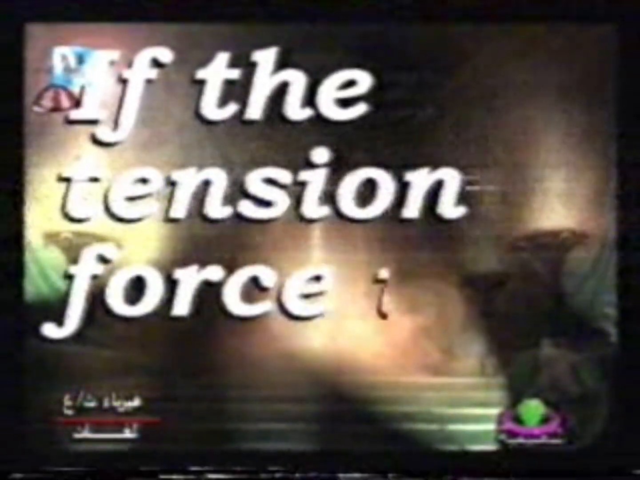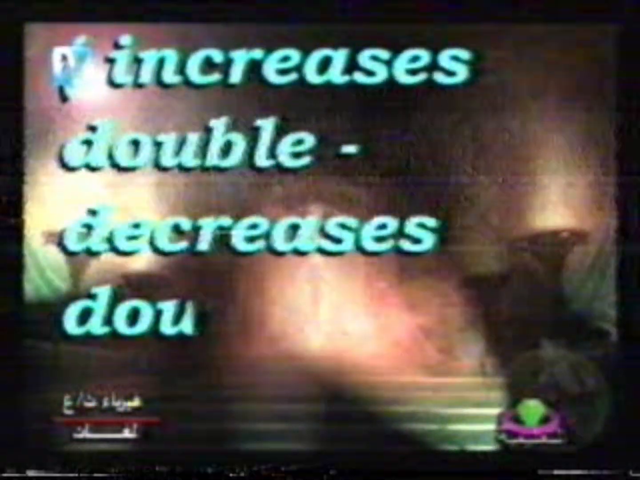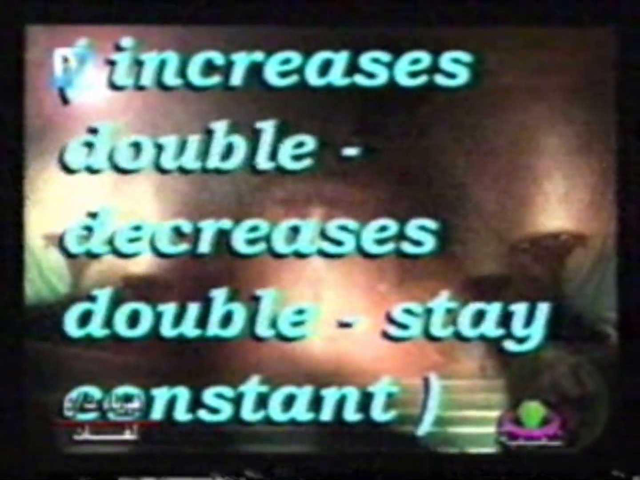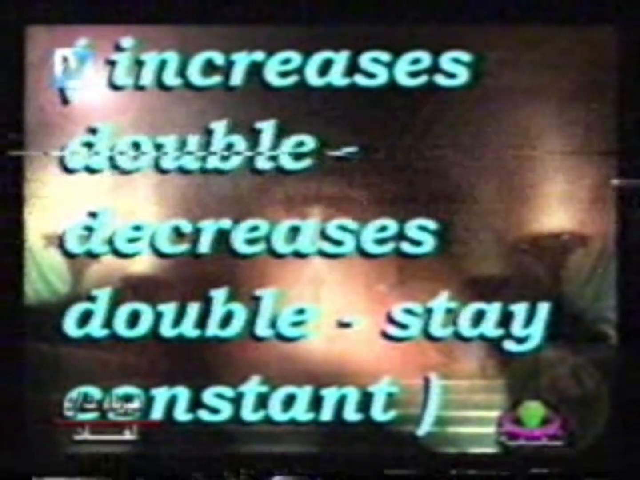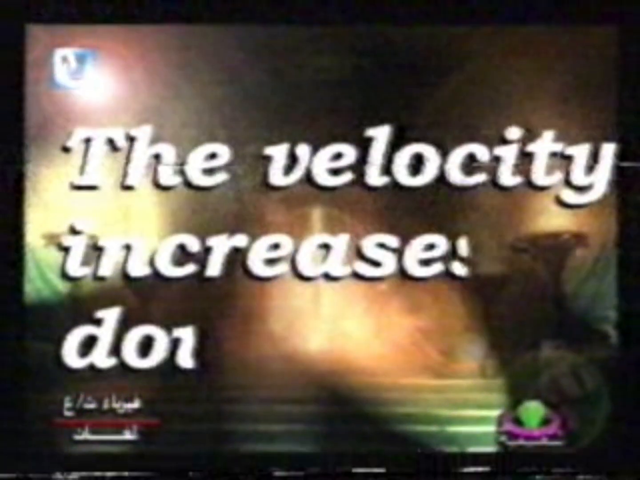Another kind of question. Choose the correct answer. If the tension force is increased 4 times its value, then the velocity of propagation of waves: increases double, decreases double, or stays constant. Which one? Good. The answer is increases double, as V equals root Ft over m. When the tension force increases 4 times, the velocity increases double.